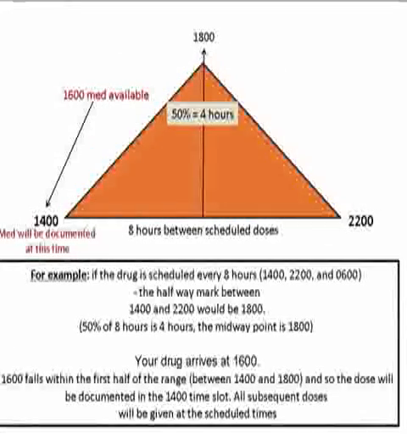For example, if the drug is scheduled every 8 hours, the halfway mark between 1400 and 2200 would be 1800. 50% of 8 hours is 4 hours. The midway point is 1800. Your drug arrives at 1600. 1600 falls within the first half of the range between 1400 and 1800, and so the dose will be documented in the 1400 time slot. All subsequent doses will be given at the scheduled times.